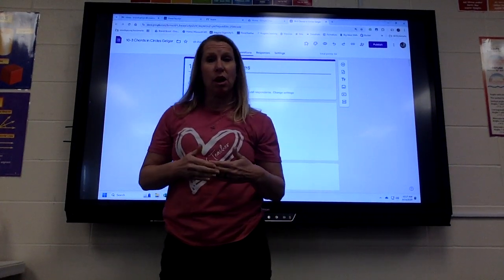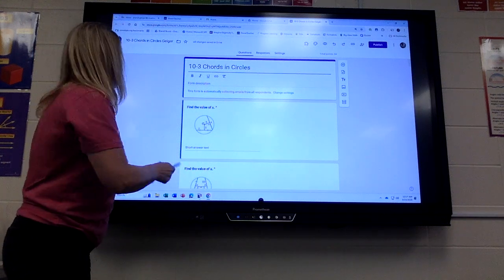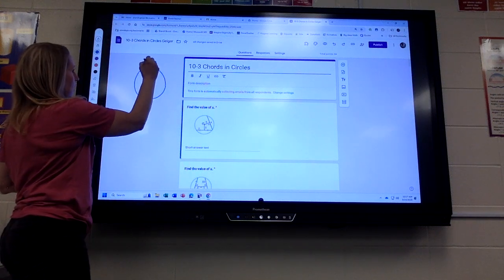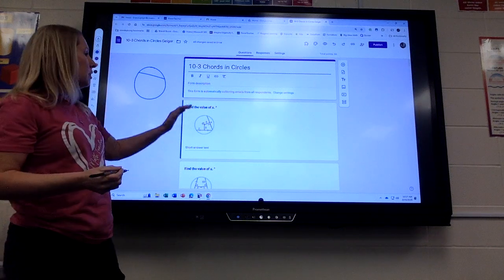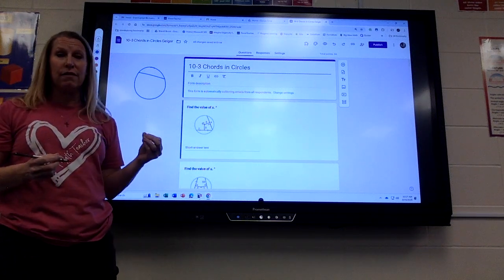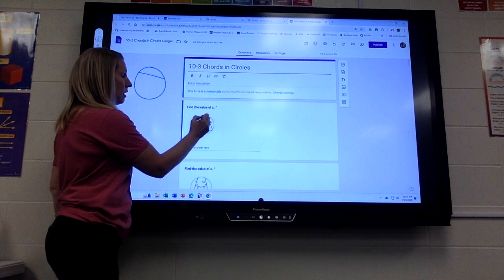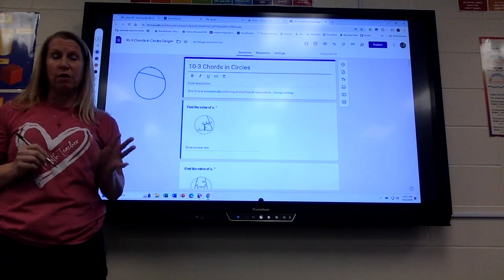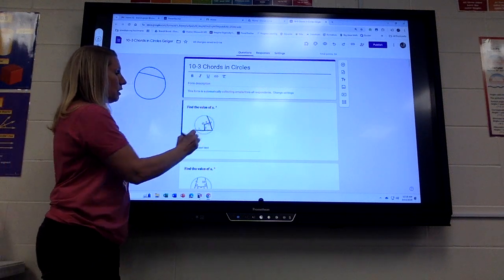Okay, so today we're going to be talking about chords in circles. So if you have a circle, this is an example of a chord. On these chords, if the chord is the same distance away from the center, so both of those chords are 5 units away from the center, that means those two chords equal each other.